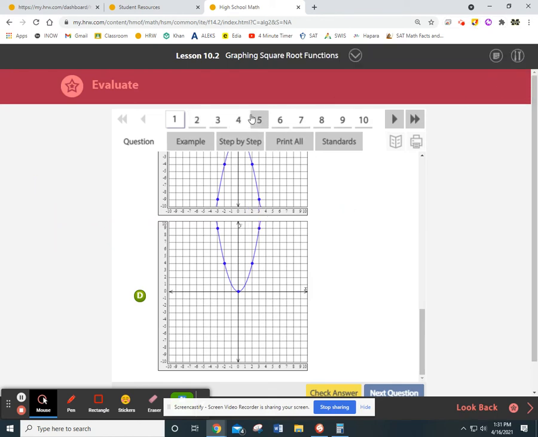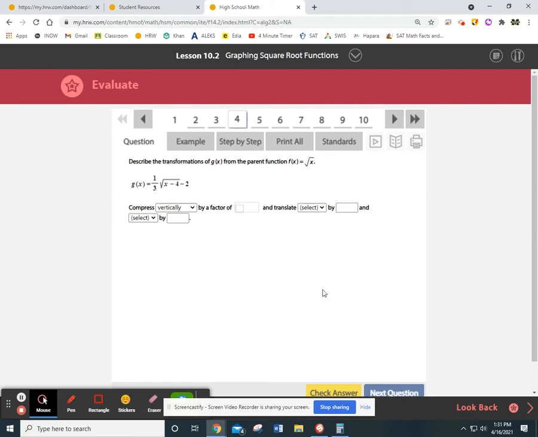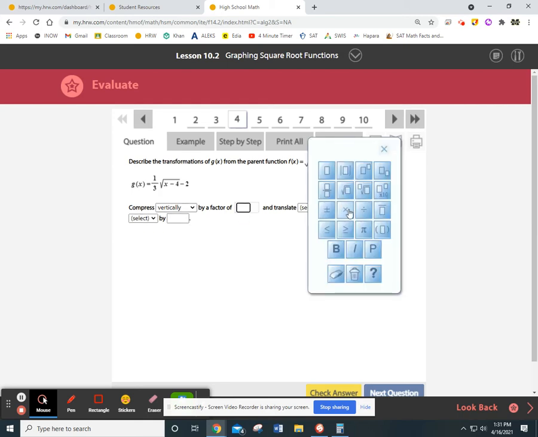All right, let's look at another example. This one wants to know, describe your transformations. Remember, your a tells you two things. It tells you if you are stretching or compressing, and if your graph is going to be opening up or down, and sometimes they'll call the opening down a reflection. So we're going to always say it is compressed vertically. You will never have to say horizontally, but it is going to be compressed vertically by a factor of 1/3. That's our a.